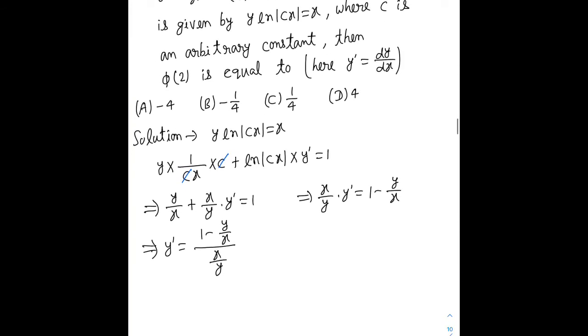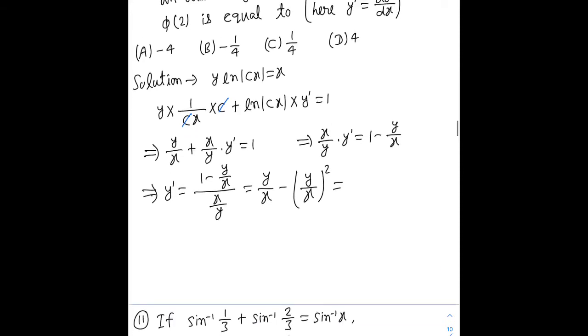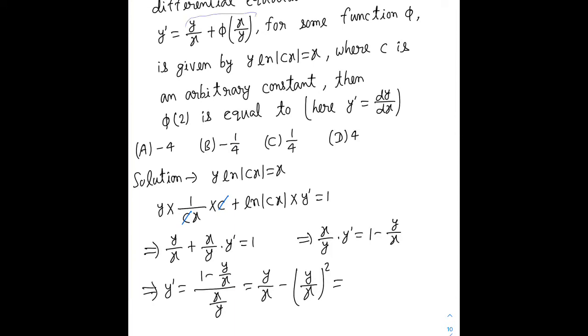So this is y dash. Now if you simplify it, 1 divided by x by y would be nothing but y by x, minus, next you have y by x and the reciprocal of x by y, that will also be y by x. So you will get y by x whole square. Okay guys, then you will compare this with, as you can see here, y dash equal to nothing but y by x plus phi of x by y. So y by x you can cancel. Now phi of x by y is nothing but this.